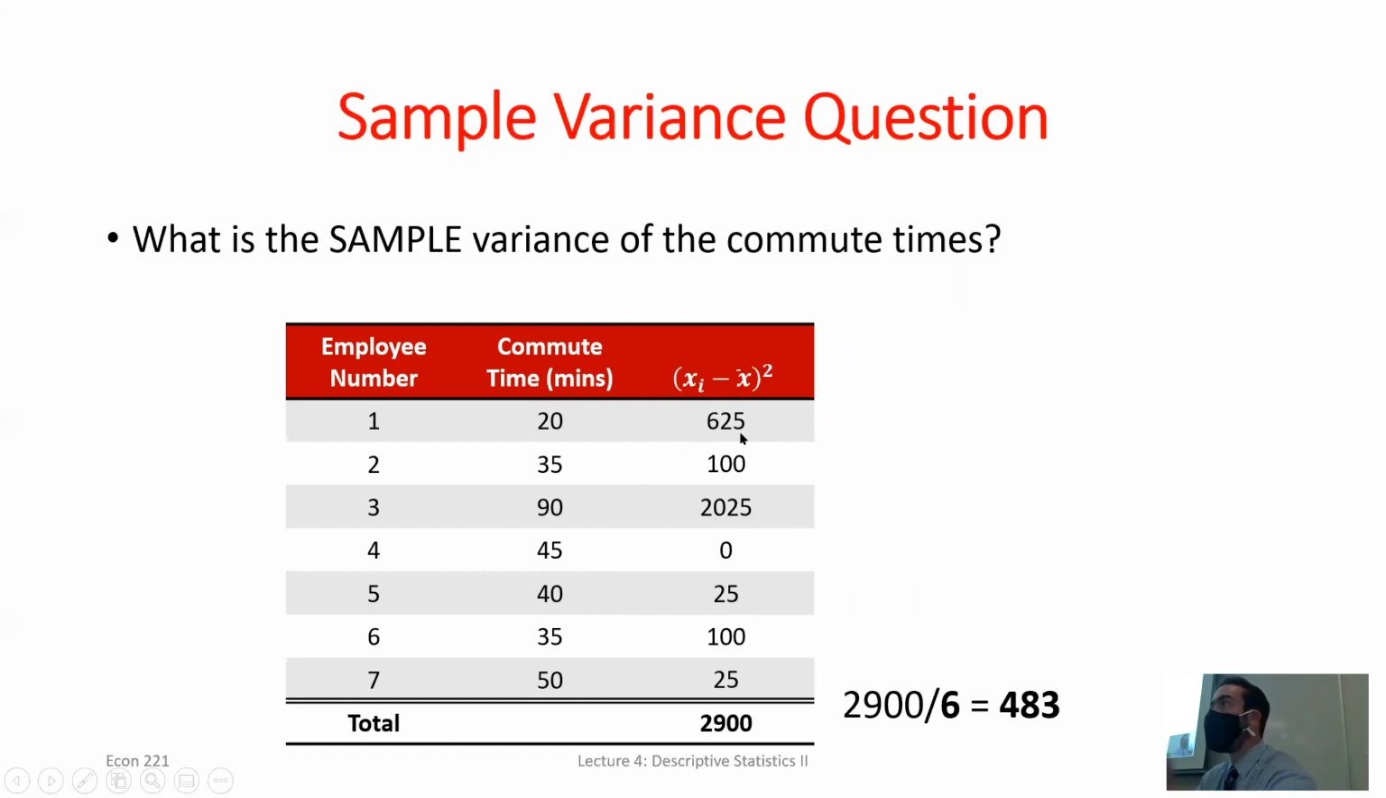Nothing changes here because we have the same data. So when I subtract 45 from 20 and square it, it's still the same value. I do that for every observation, add up those squared deviations, and now I divide by 6, and I'll get that 483.